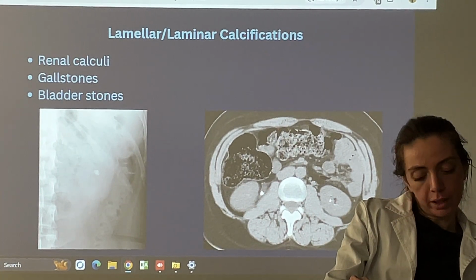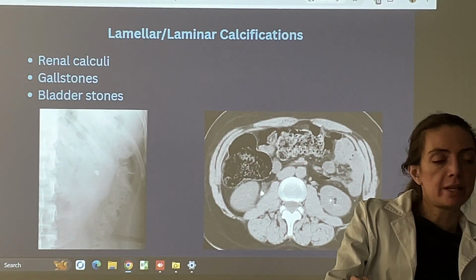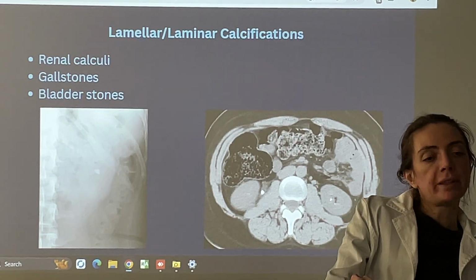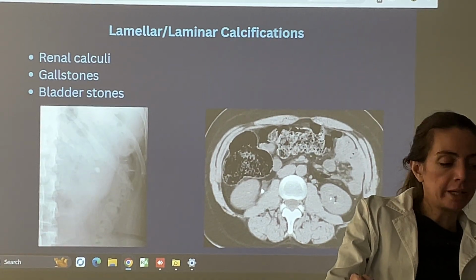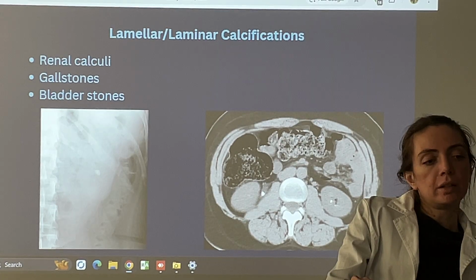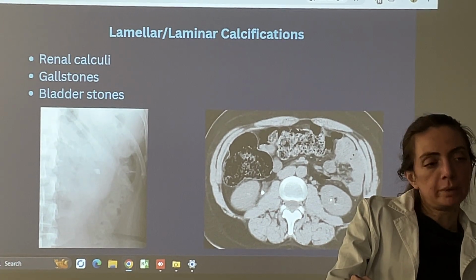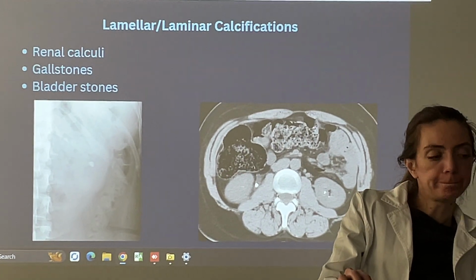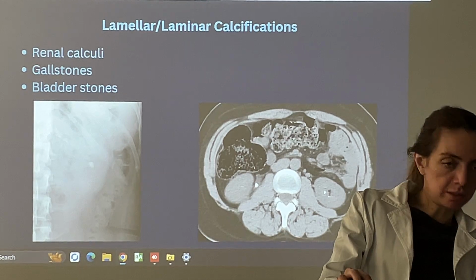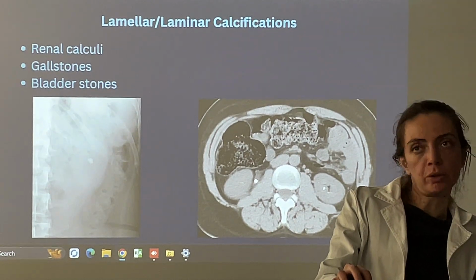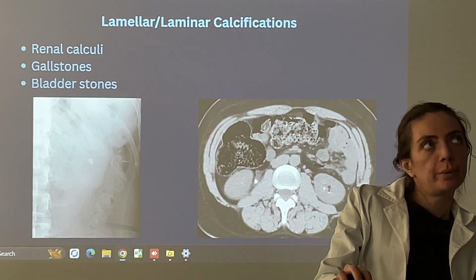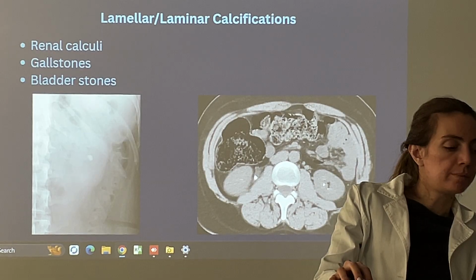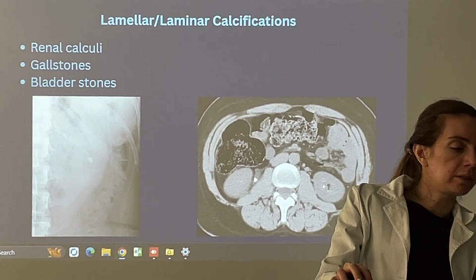Conventional radiographs are only about 50% to 60% sensitive to display renal calculi, despite the fact that about 90% of renal calculi contain calcium. And gallstones are also lamellar or laminar type of calcifications, and only about 10% to 15% of gallstones contain enough calcification to be visible on X-rays or CT scans. What examination should we do to identify the gallstones that are not containing calcium?